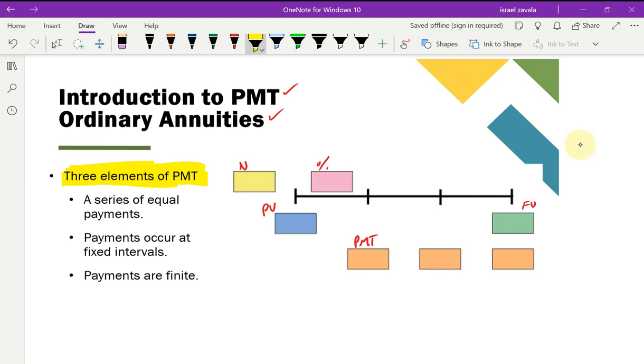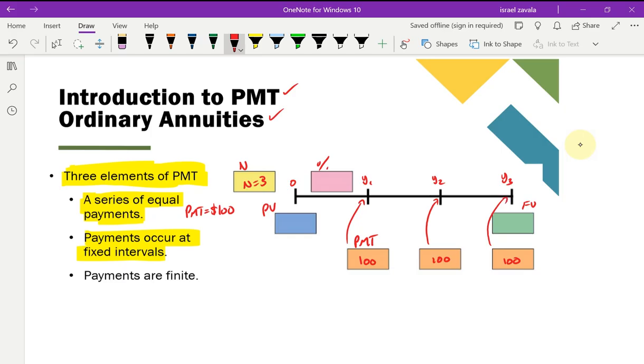So they need to be a series of equal payments. What does that mean? That means that if we say that PMT equals $100, that means that they need to be equal for every single one of these blocks, okay? The payments occur at fixed intervals. So if, let's say, n is equal to 3, which is convenient because we have three little marks here, we have time 0, we have year 1, year 2, and year 3. For these payments, they occur at the end of the year, okay?